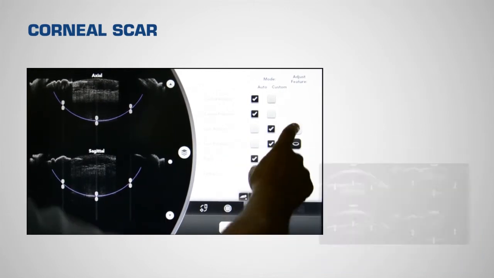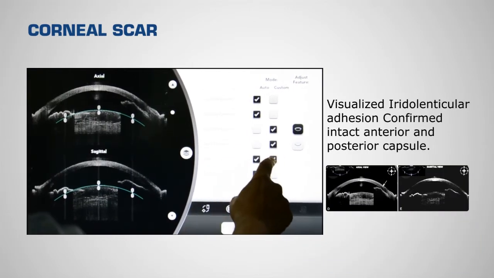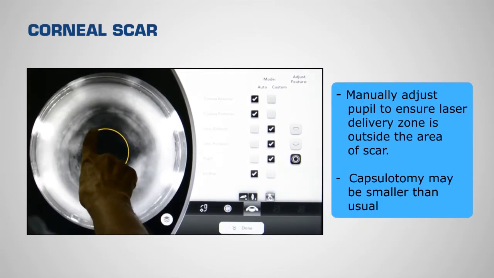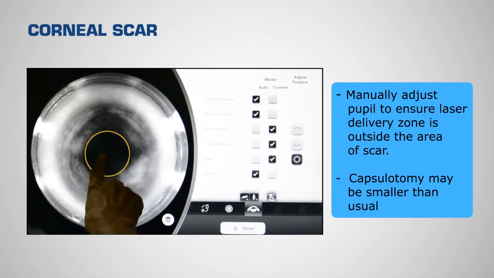The pupil position was manually adjusted to ensure that the laser delivery zone was outside the area of the corneal scar. This resulted in a slightly smaller capsulotomy.